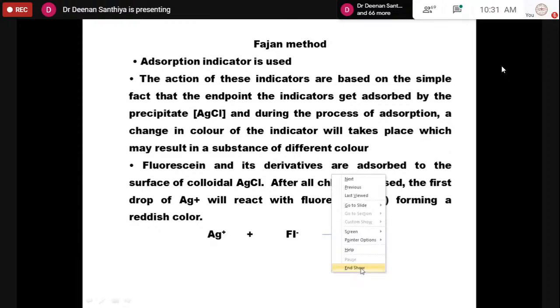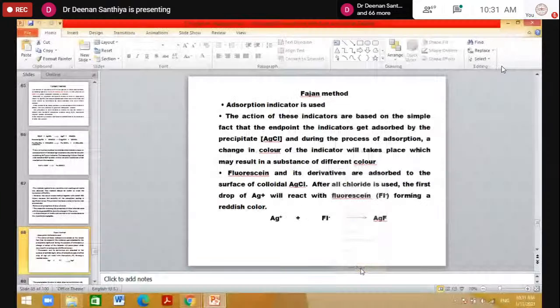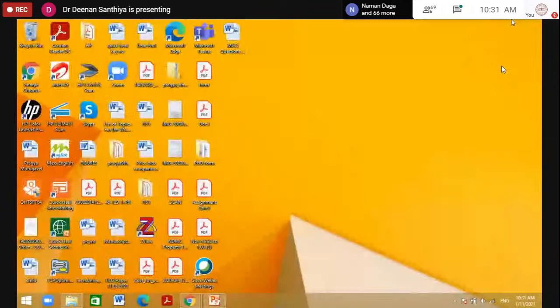Okay, a different slide, in Fajans' method.